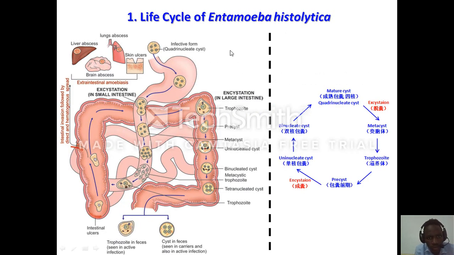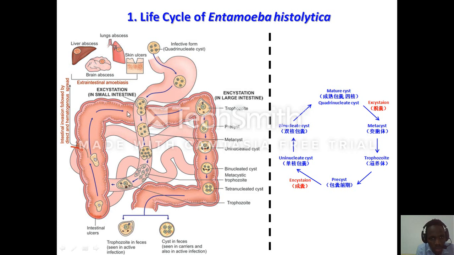Well, first of all, the parasite is very infective in a quadrinucleate cyst. That is to say, it has 4 cysts. So the parasite is first ingested by the individual or the host. Once the host takes in the parasite, it settles down in the stomach, and from there, with food, the parasite moves on to the small intestine, the first part of the small intestine being the duodenum.